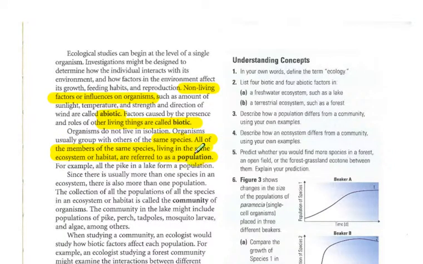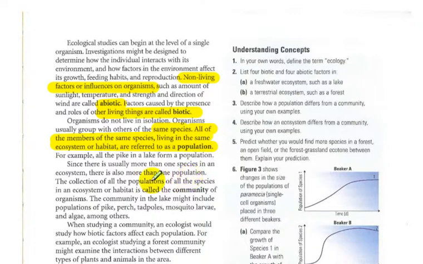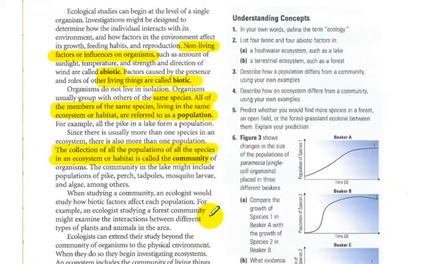All of the same species are referred to as a population. Since there is usually more than one species in an ecosystem, there is also more than one type of population. The collection of all the populations of all the species in an ecosystem or habitat is called the community of the organisms. So ants interacting with mice, interacting with certain plants, etc., that would consist of a community.